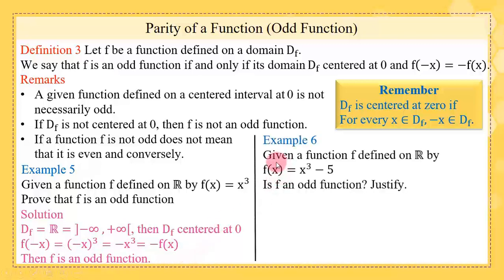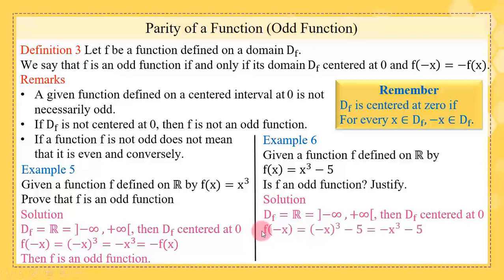Example number 6. Given a function f defined on R by f of x equals x cubed minus 5. Is f an odd function? Justify. Solution. D of f equals R, which is a centered interval at 0. Now f of minus x equals minus x cubed minus 5, which equals minus, taking minus as a common factor, x cubed plus 5, which is not equal to minus f of x. So f of minus x is different from minus f of x. Then f is not an odd function.